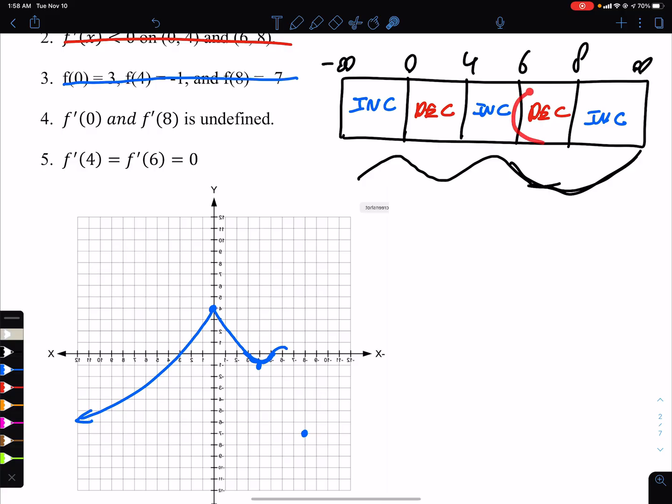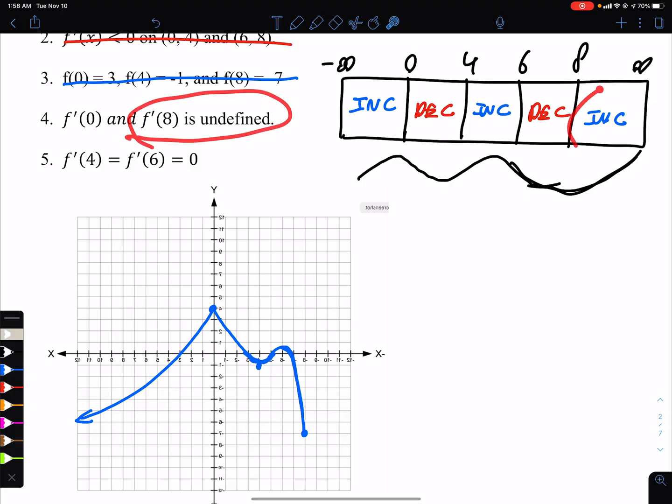And then we decrease from 6 to 8. So from 6 all the way to 8, I need to get to that point because they told me it's continuous and it's -7 at 8. Now look what happens at 8. It's undefined. That means I have a sharp point there.